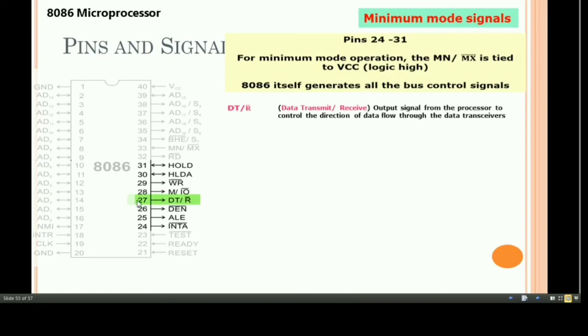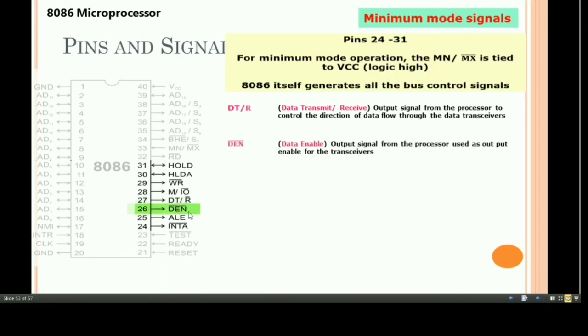The first pin we are going to study is pin number 27. This is DT/R bar, data transmit/receive bar. It is an output signal from the processor, and it is used to control the direction of data flow through the data transceivers. During data transmit, the pin is active high, and for receive, this pin is active low.